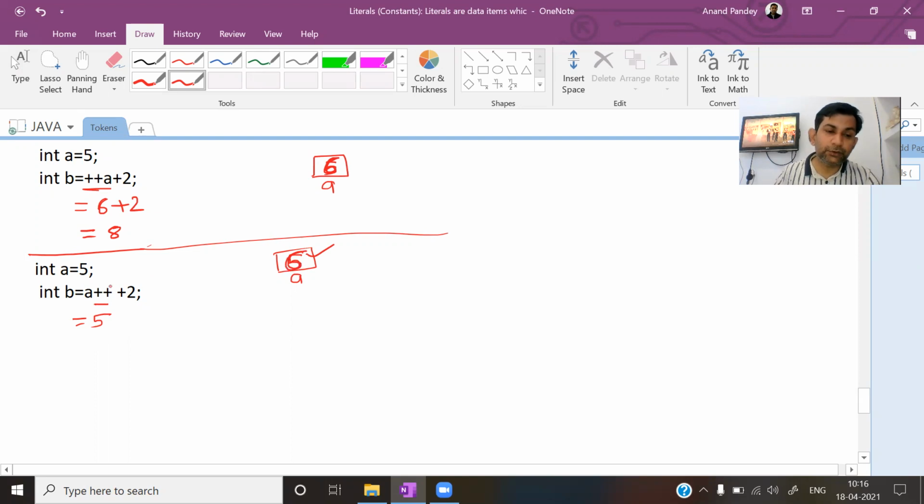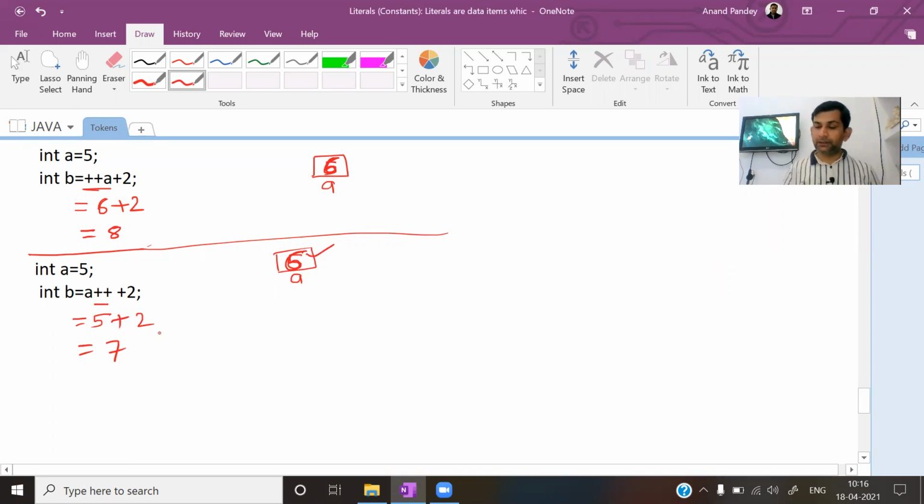If you are using postfix operator, वैल्यू पहले रखी जाएगी तब इंक्रीज होगी, पहले इंक्रीमेंट नहीं होगा, पहले वैल्यू रखी जाएगी. The current value will be put, after that it will be increased by 1. 5 plus 2, it will be what now? 7.